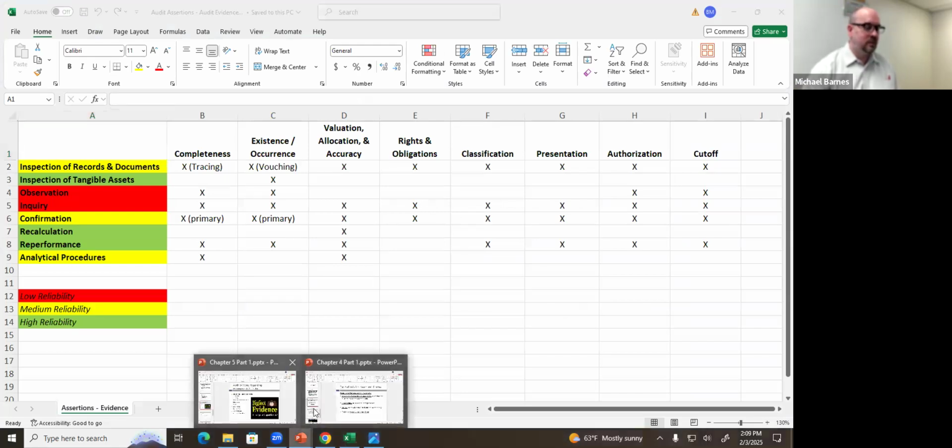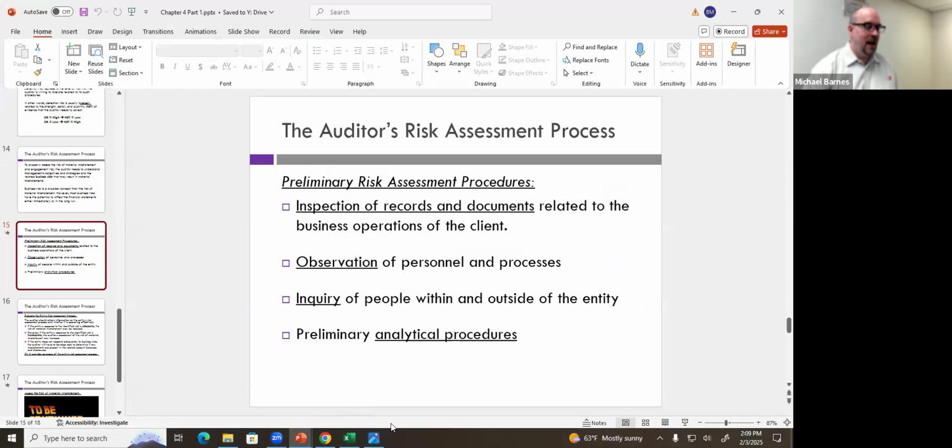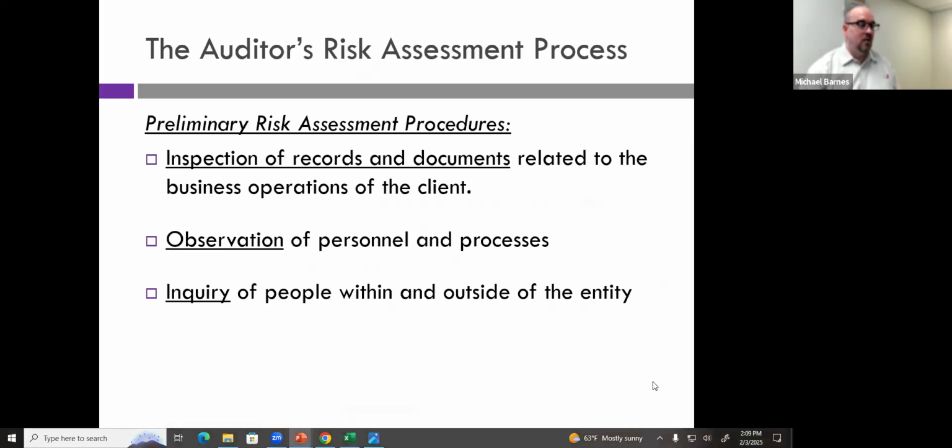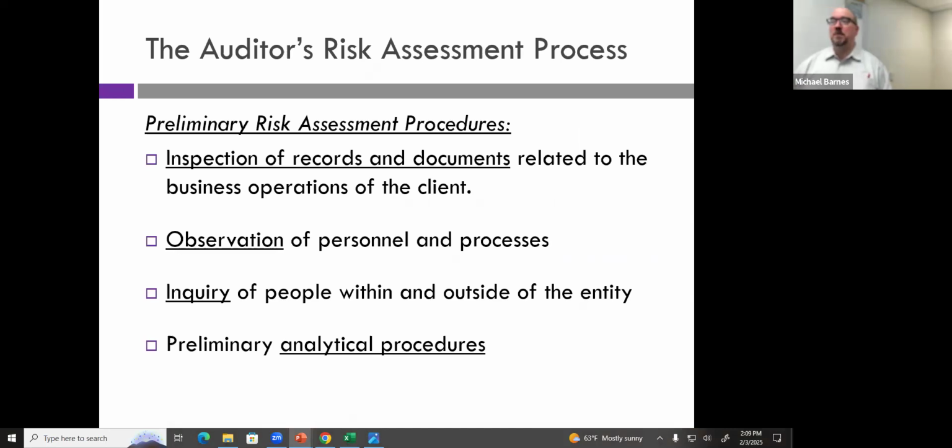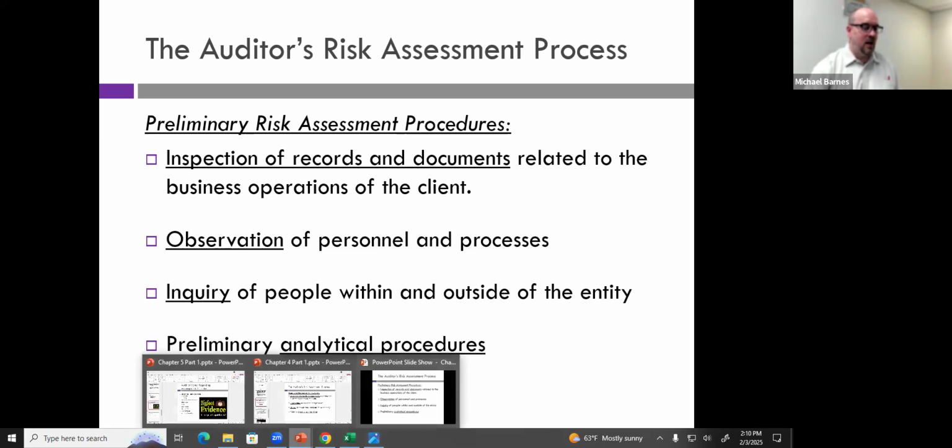So if you remember, going back, risk assessment, this is actually chapter 4. This is slide 15 from chapter 4. Remember I said the preliminary risk assessment procedures can have 4 types of evidence. 3 of those we already know because 3 of those used in every phase of the audit: inspection records, documents, observation, inquiry. And then we talked very briefly about preliminary analytical procedures. This was a precursor for this particular lecture right here, saying this is where we're going to use those evidence. So we already have this written down, but let's go ahead and talk about the other phases of the audit, because it probably bears mentioning.